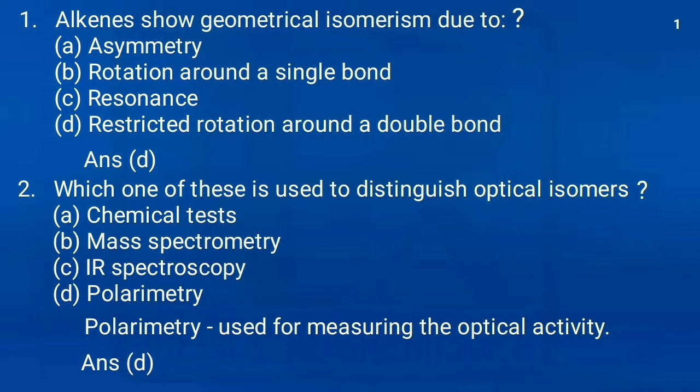Second is, which one of these is used to distinguish optical isomers? The options are chemical test, mass spectrometry, IR spectroscopy, or polarimetry. Already we have known chemical tests in organic labs, no? So what is the use of these tests? We can find out whether the compound or substance would be aliphatic or aromatic, saturated or unsaturated. We can find out what special element is present in that, or we can find out the functional group present in that. So these are the uses of chemical tests.